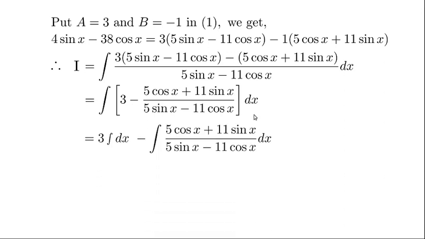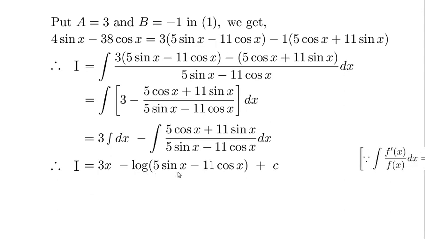And now take the separate integration. You will get the integration as 3x minus log of (5 sin x minus 11 cos x). And we got this result because of this rule, that is integration of f dash of x upon f of x dx is equal to log of f of x plus c.